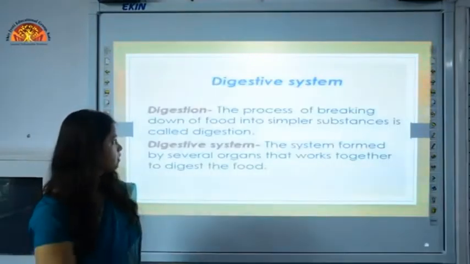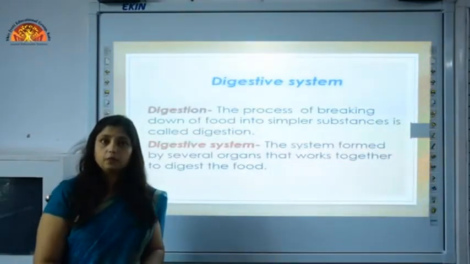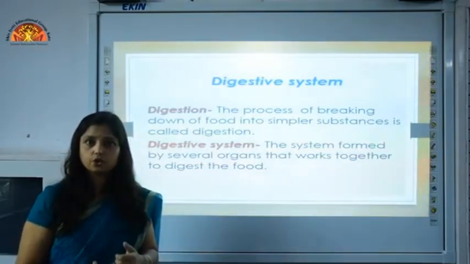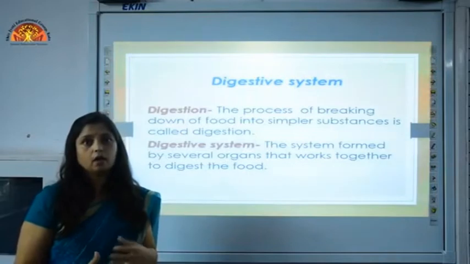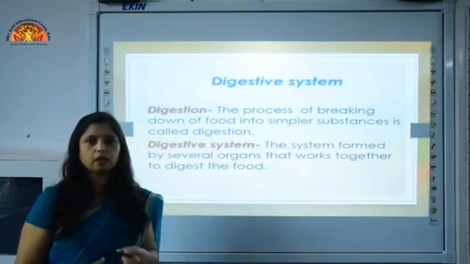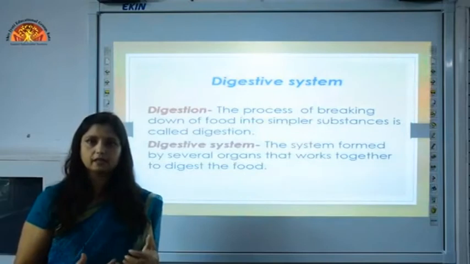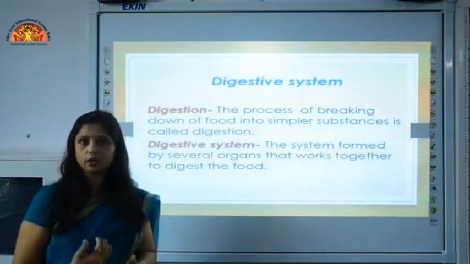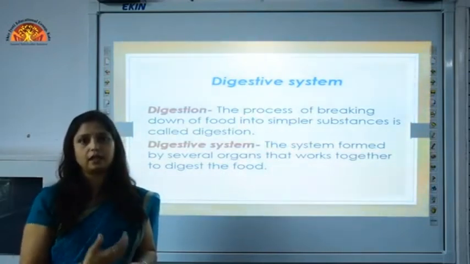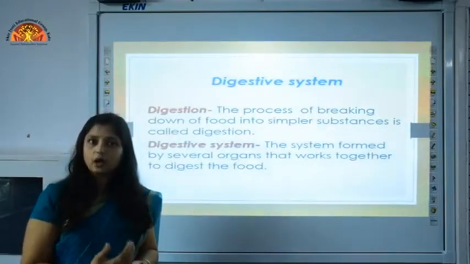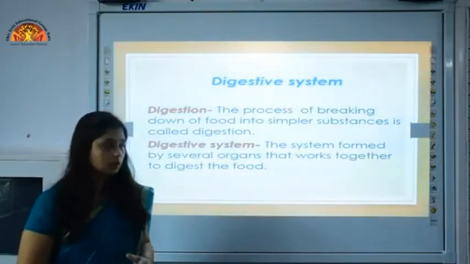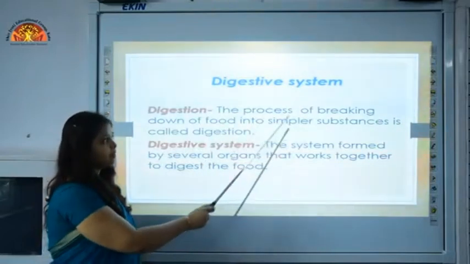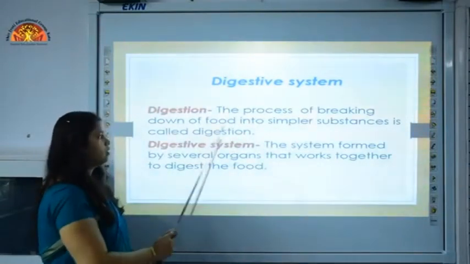Now, digestive system. Children, in your previous classes you have studied that we eat food to get energy, and we eat a variety of foods, and food contains different types of nutrients like fats, carbohydrates, proteins, vitamins and minerals. So how do we get all these nutrients from the food so that we can get energy and our body can grow? The process of breaking down food into simpler substances is called digestion.